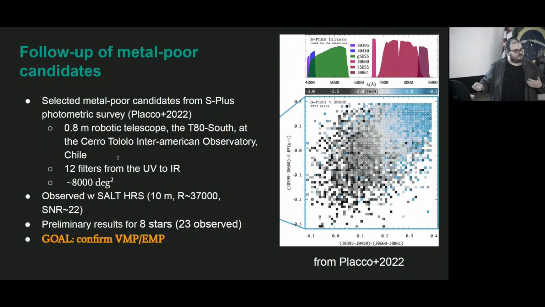So I guess I don't need to spend much time explaining what S-PLUS is, because I think you are exposed a lot to S-PLUS. But S-PLUS is a photometric survey using a robotic telescope, the T80-South, in Cerro Tololo. It has 12 filters, some narrowband and some broadband, from the ultraviolet to the infrared. I guess this number is outdated, but at the time it covered more than 8,000 square degrees of the sky. And what we did was to select 23 stars and observe with SALT with this resolution and signal to noise, and see if there were metal-poor stars indeed.